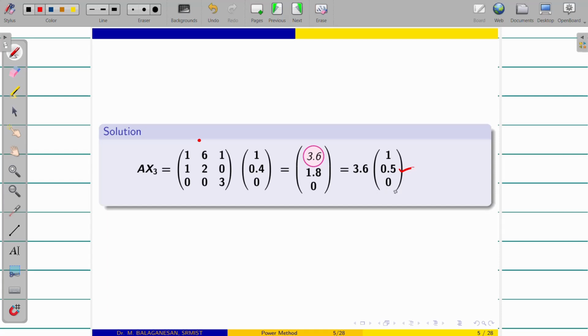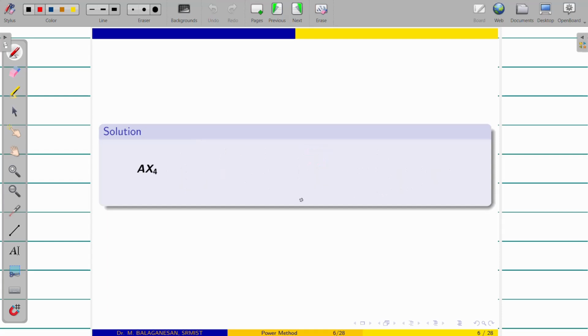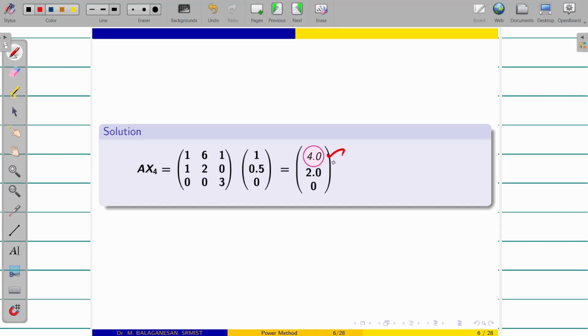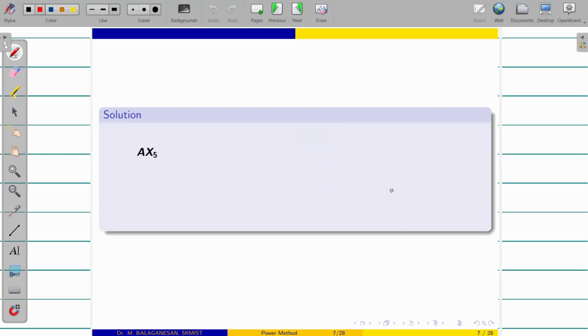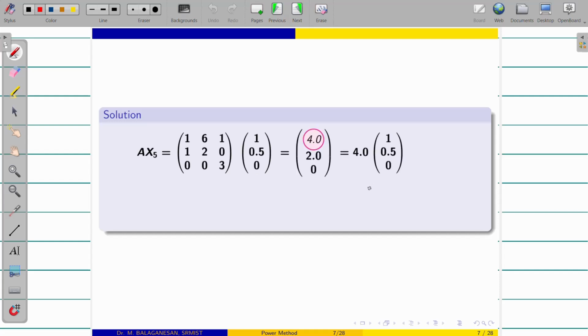So this is my new eigenvector x4. Now do A into x4. A into x4 is equivalent to this. This is my new eigenvector. Here, the dominant value is the numerically largest value. Note that word. The numerically largest value is 4. We are going to take 4 as common. Good. Then this is our new eigenvector x5. Do A into x5. It's again 4. So it's converging here. Previous also 4. Now also it is 4.